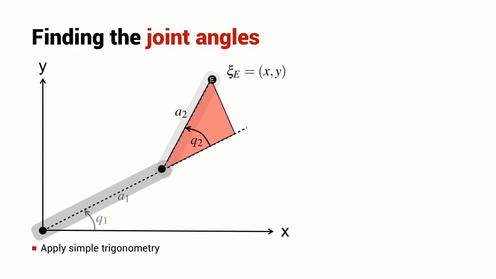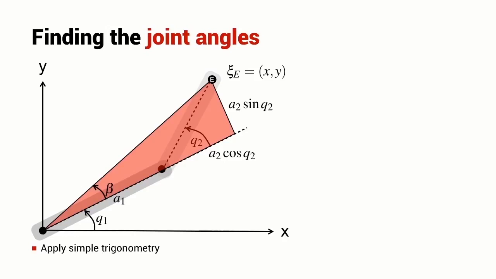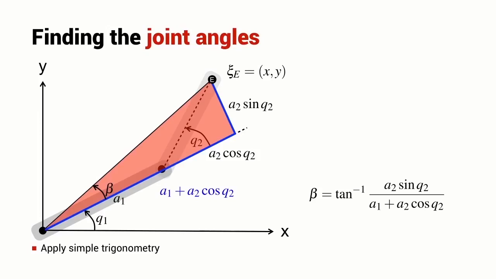Now we're going to draw yet another red triangle, and we're going to apply some simple trigonometry here. If we know q2, then we know this length and this length of the red triangle. We can write this relationship for the sine of the joint angle q2. Now we can consider this bigger triangle, whose angle is beta, and the side length of the triangle is given here in blue, and the length of the other side of the triangle is this. So now we can write an expression for the angle beta in terms of these parameters here.